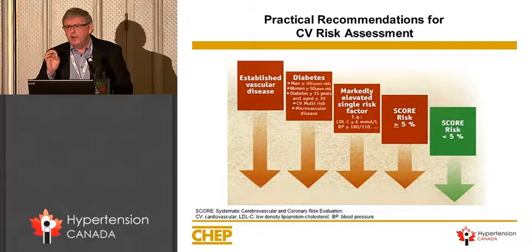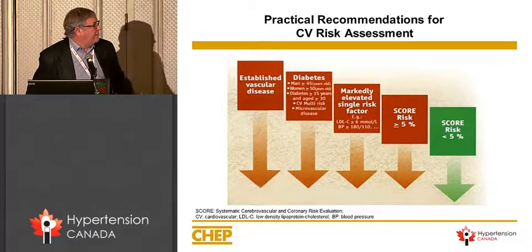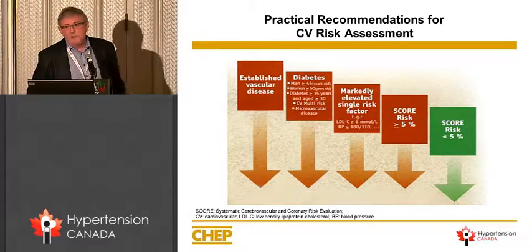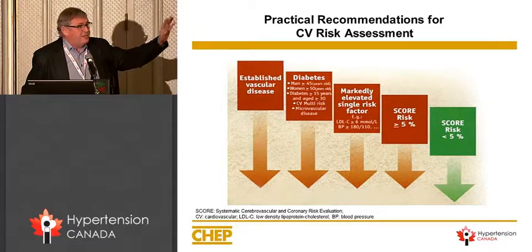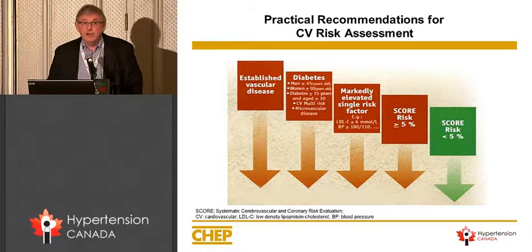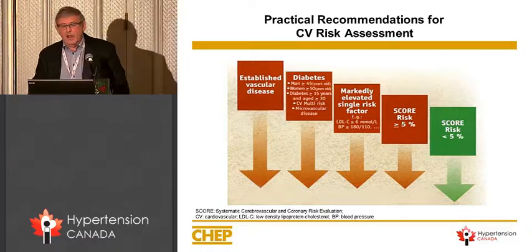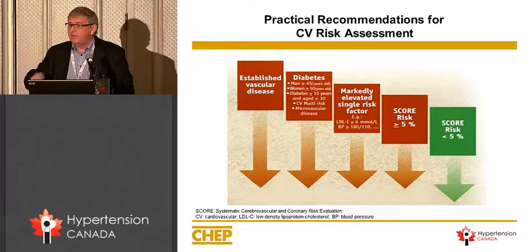When I do my clinic, it's fairly easy. About 85–90% of my practice is established vascular disease. When you do your clinic, most likely 5 to 10% if you're seeing adults. So in an average adult clinic, about 5 to 10% will already have established vascular disease, and this is not the topic of my presentation.